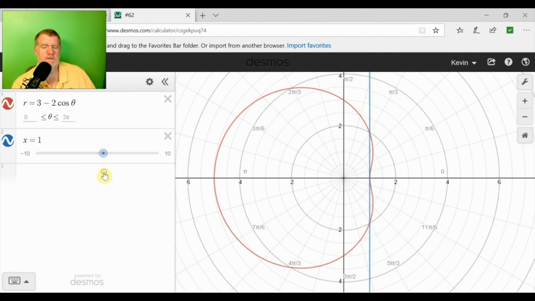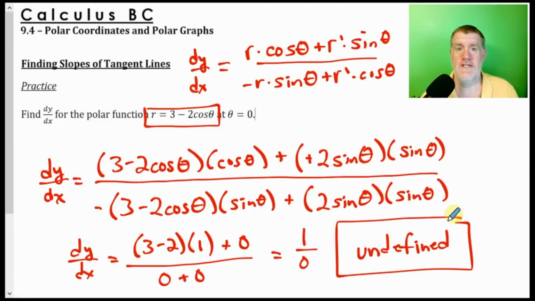So when x equals 1, if you think about when theta is 0, the radius is 1, because 3 minus 2 is 1. So at the rectangular point, I should say 1, 0, that is tangent with the rectangular equation of x equals 1. Okay, we did it.